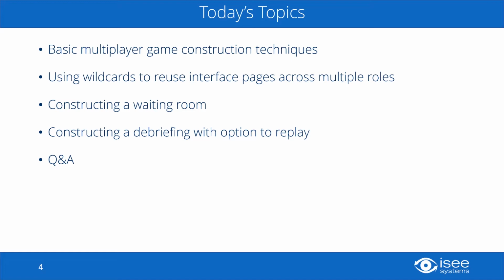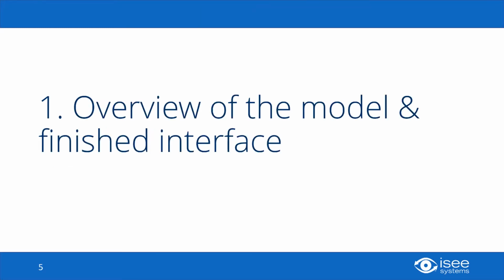We'll also talk about techniques to make multiplayer games easier to use for users, such as building waiting rooms to make it very clear in what stage of the game each of the players is at, as well as constructing a debriefing screen with the option to replay so that you can expose some of the knowledge of your model directly within the simulation. And then finally, at the end, we're going to do a question and answer session.